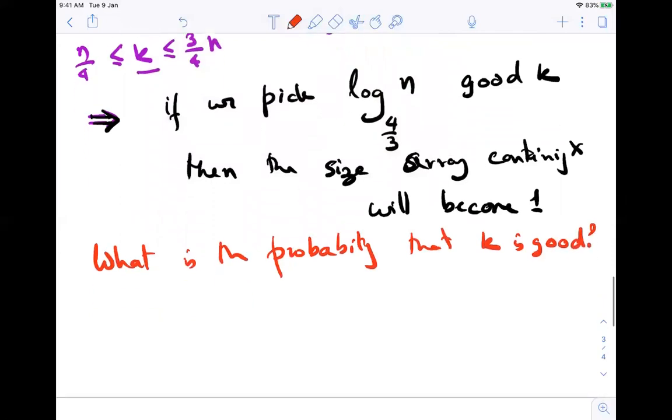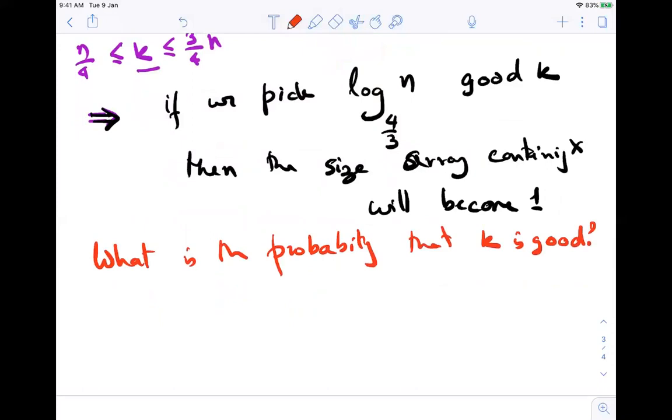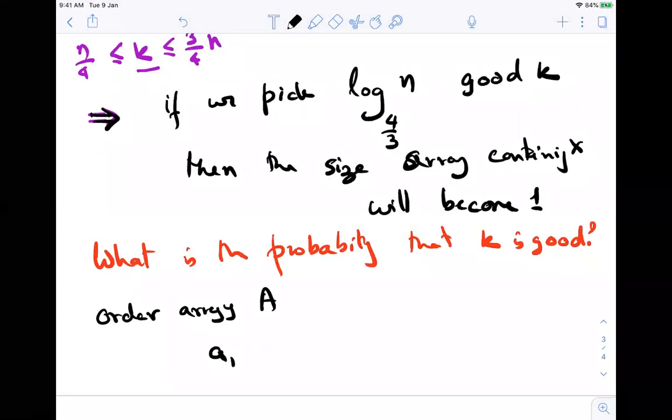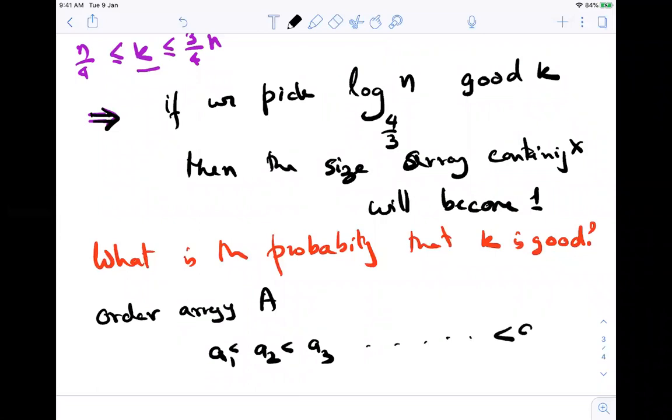Now think of it, okay? So think of the ordered one. I'm talking about the ordered array A. So ordered array is, say I would like the A1, A2, A3, so A1 is less than A2 is less than A3 is less than AN, right? Now look at here, there is a place here.